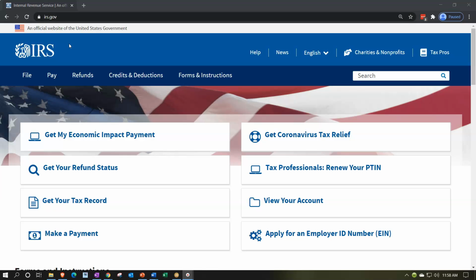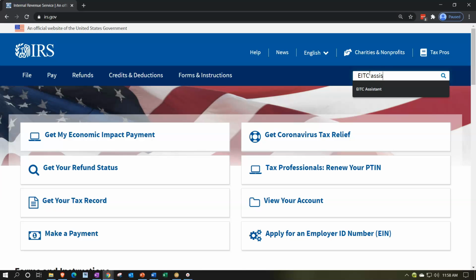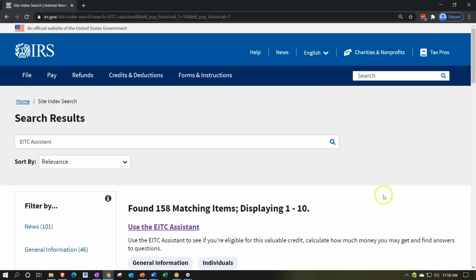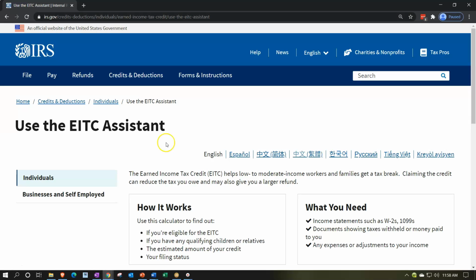And it might be something you can give to a client as well, or someone that's asking about the earned income tax credit. You can tell them to take a look at this tool, and they can enter the information and get a better idea of it. So we're going to type in up top the EITC Assistant. If you just type in Earned Income Tax Credit, you'll probably get there as well. But we're looking for this item here, the EITC Assistant. And so here we have it.